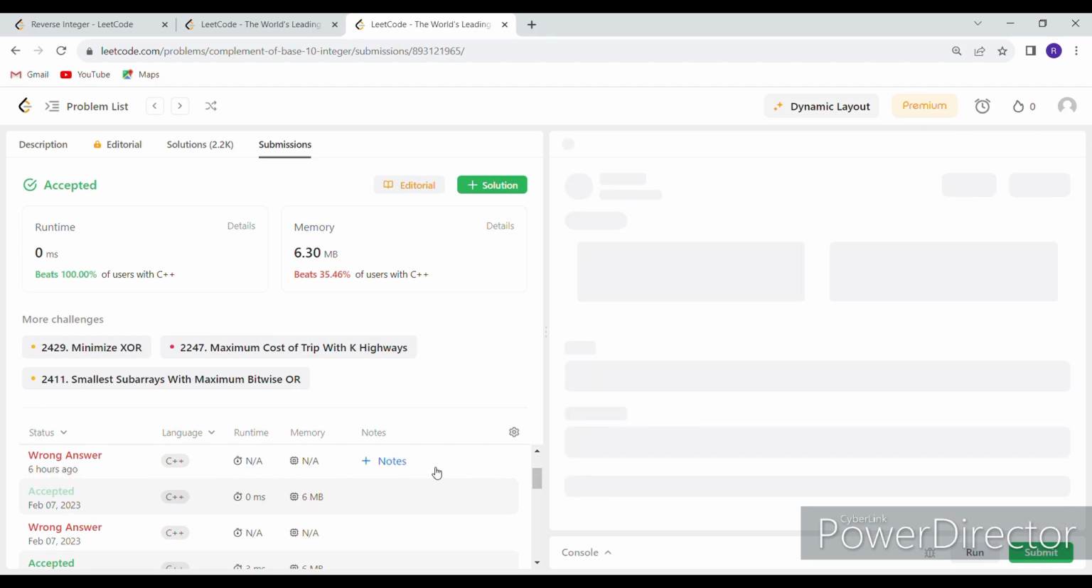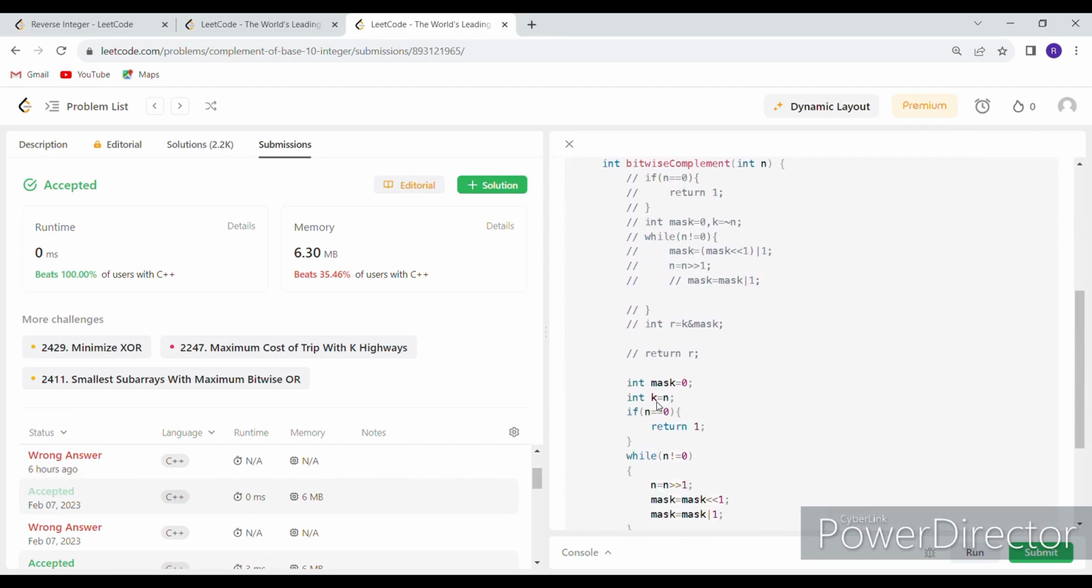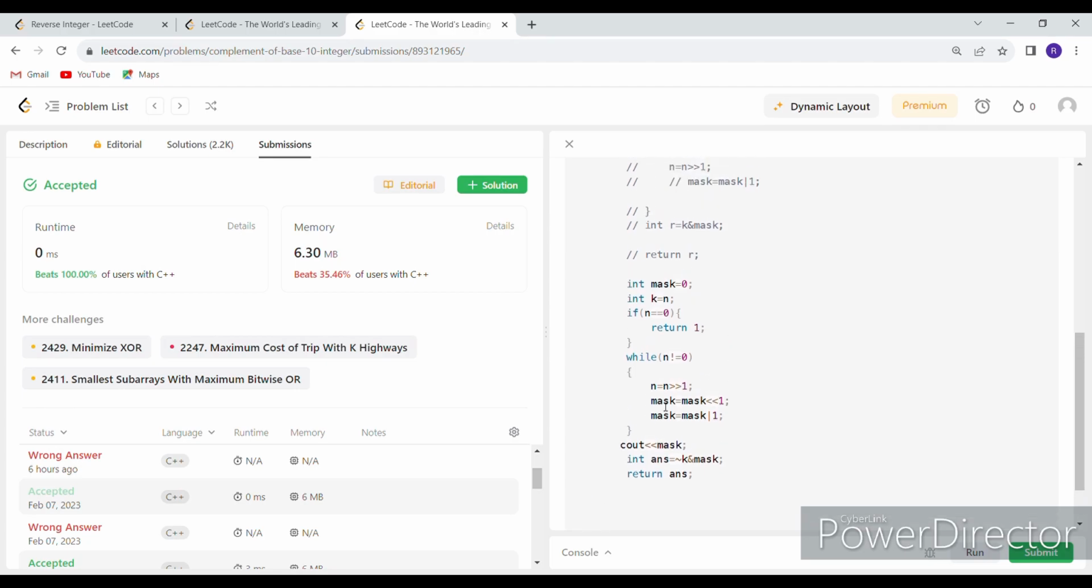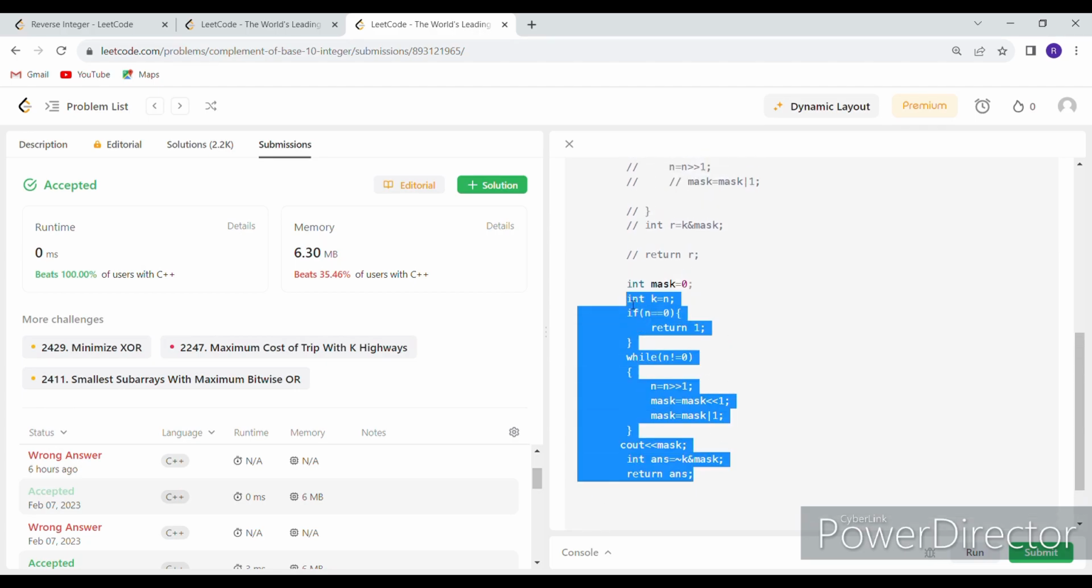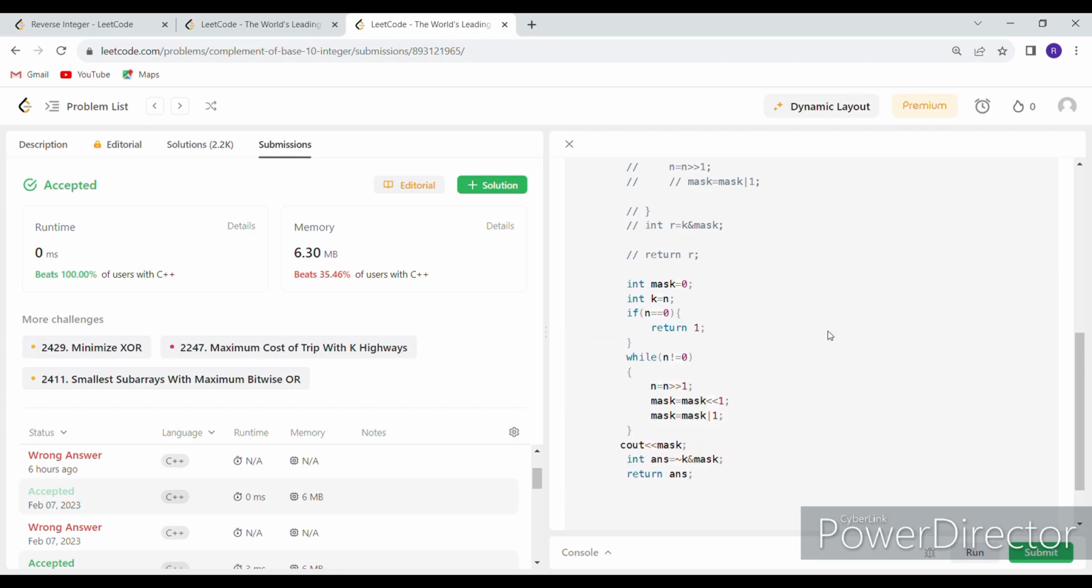Now let's see the other solution also. This is the solution which I have seen in the code help channel, and this is a very good solution, and I learned a lot from this. Actually what he did is he took a variable mask and stored 0 into it, and there is a complement variable like this. If we complement 101, we will directly get 010.